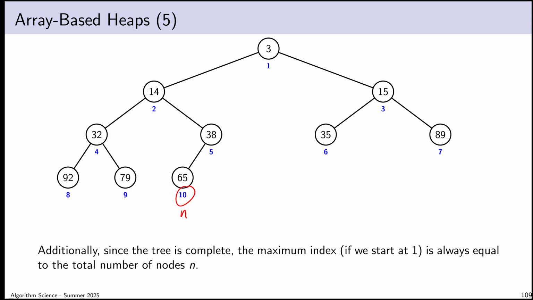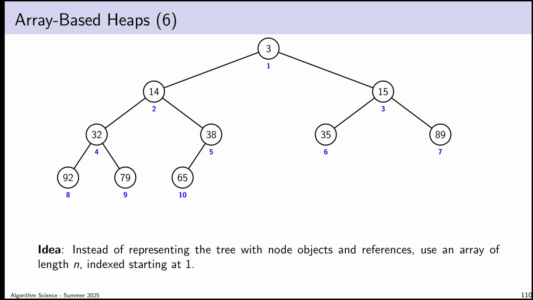So there are 10 nodes in this tree, and sure enough, the last index I assign is index n, index 10. So here's an idea. Instead of representing the tree with a bunch of objects, I could just jam all of these keys into an array, and I just use the index of the array to tell me which node I'm talking about. So in other words, the thing that appears at index 5 of my array, I will interpret that to be the key stored in the node with number 5.